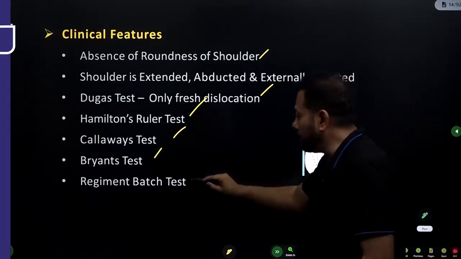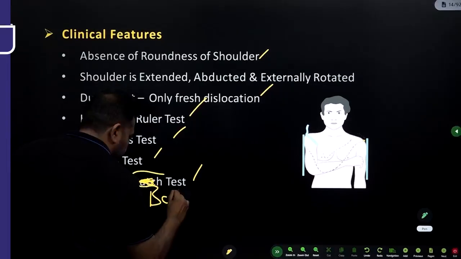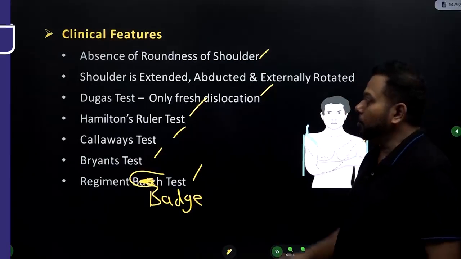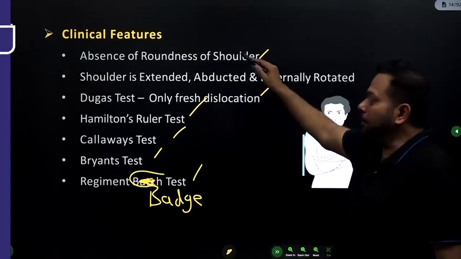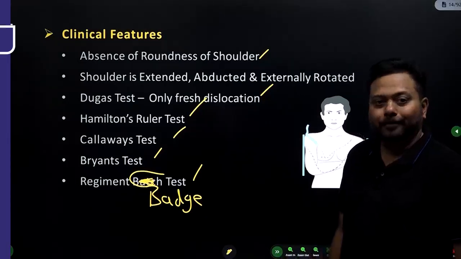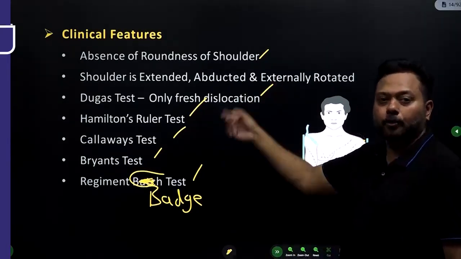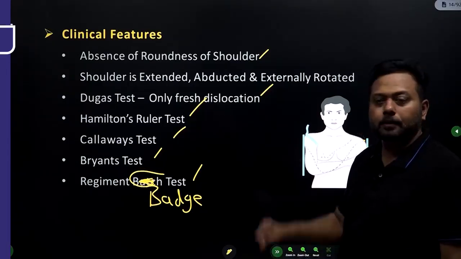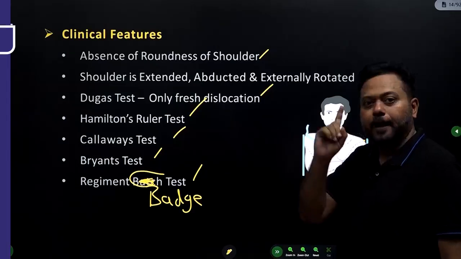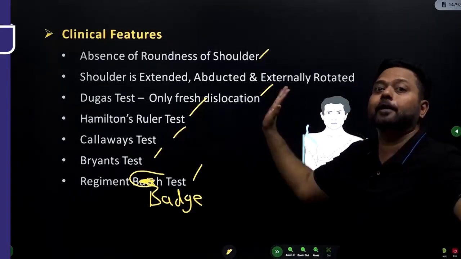And that's called regimental badge sign. Regimental badge test. So, what are the clinical signs? Loss of roundness of the shoulder. Attitude of the upper limb: extended or abducted, externally rotated. Positive Dugas test: the patient is not able to touch the opposite shoulder. Hamilton ruler test. Calve's test: the width of the axilla on the affected side is increased. Bryant's test: the anterior axillary fold is pushed down. Regimental badge test: loss of sensation over the deltoid.